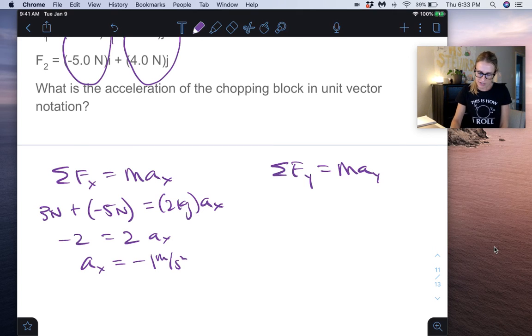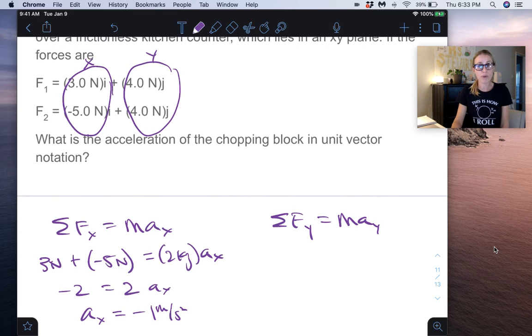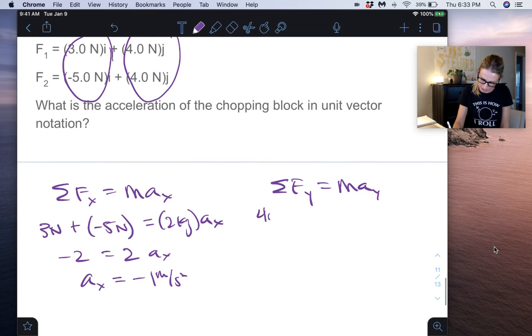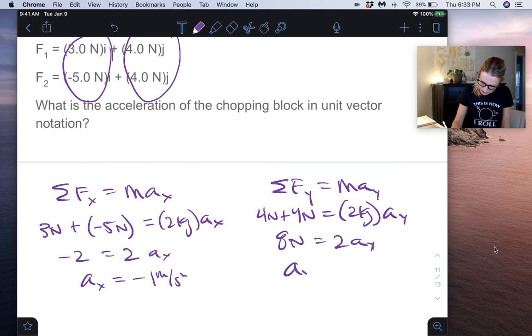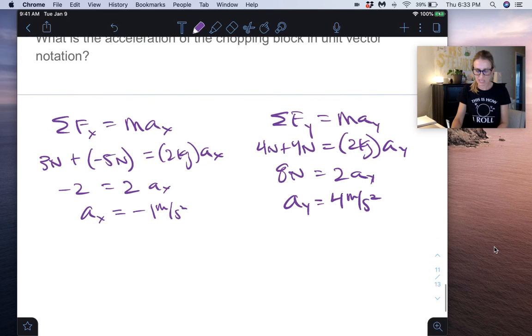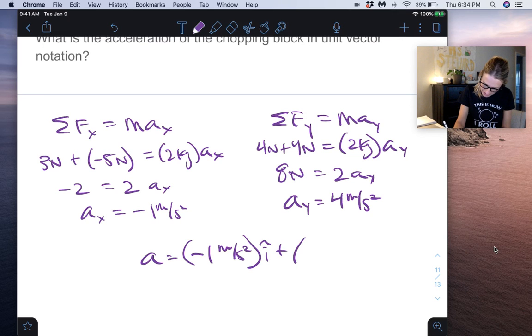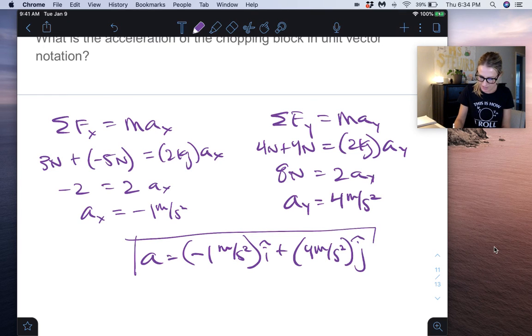Then same thing for the y direction, but now we're looking at the j's. They're both positive 4, so we get positive 4 newtons plus 4 newtons equals mass, which was 2 kilograms, times acceleration in the y direction. 8 newtons equals 2 times acceleration in the y direction. Dividing by 2, we get acceleration in the y direction is equal to 4 meters per second squared. So now the acceleration will be negative 1 meter per second squared i hat plus 4 meters per second squared j hat, and that is our answer.